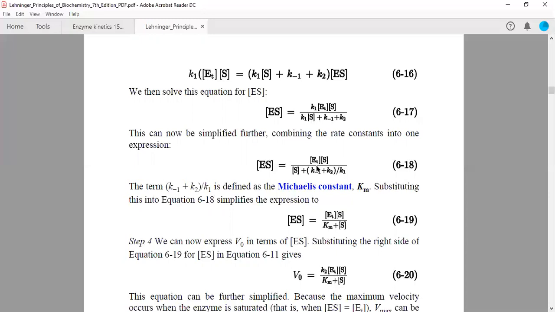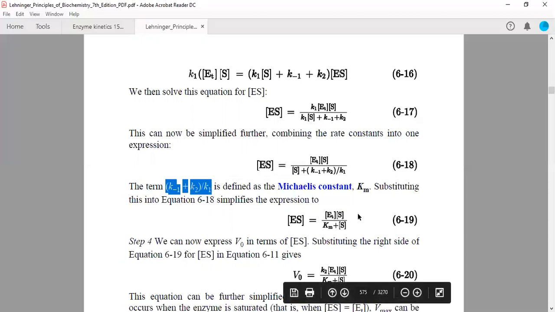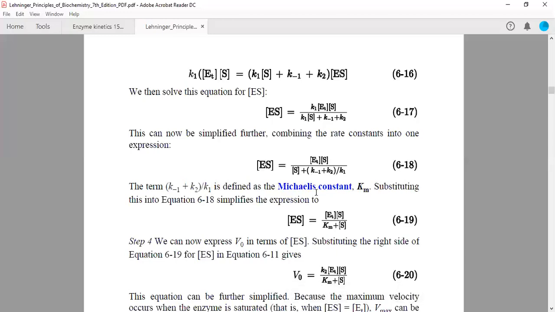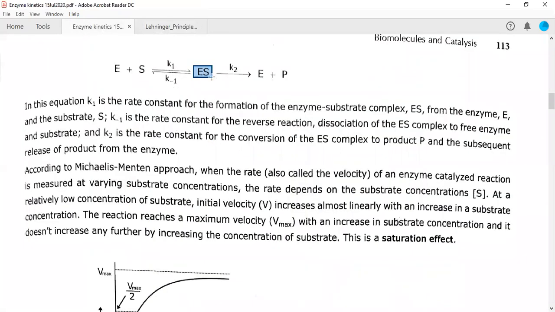Now from our previous discussion we know that the Michaelis-Menten constant Km is given by this value. So K minus 1 plus K2 divided by K1 is actually called the Michaelis-Menten constant, and this is represented by Km. If you are not able to understand this, I will again tell you this is K minus 1 plus K2 upon K1. So from here also this can be deduced.